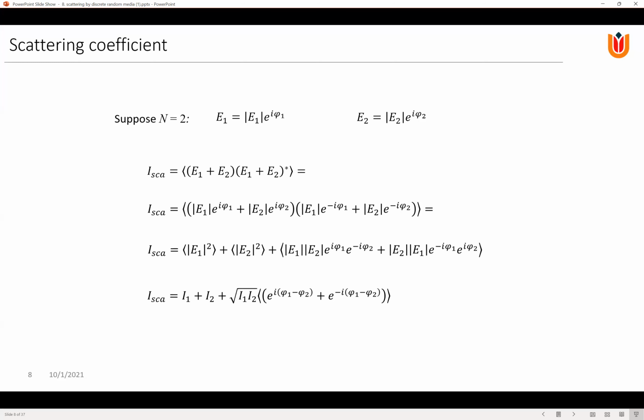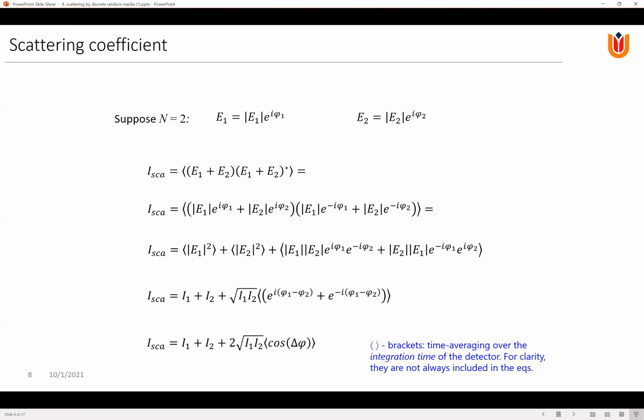So in the end, one more step. In the end, this is what we will measure. We will measure an intensity scattered from these two particles that is given by the intensity scattered by one particle, plus the intensity scattered by a second particle, and then this cross term that depends on the phase difference between two particles. What does this phase difference depend on?